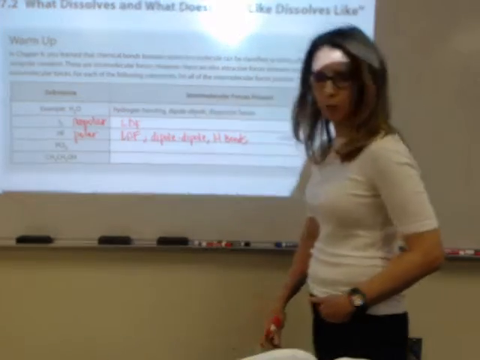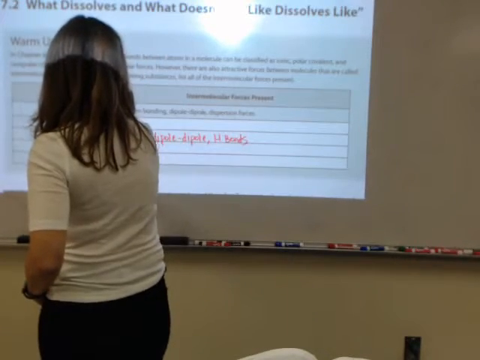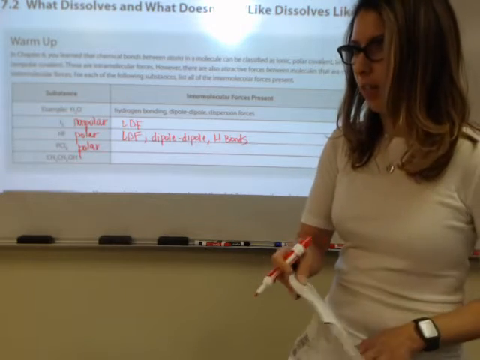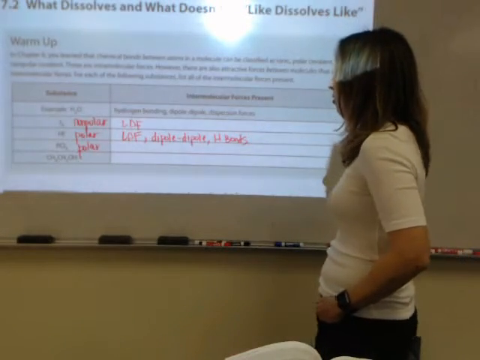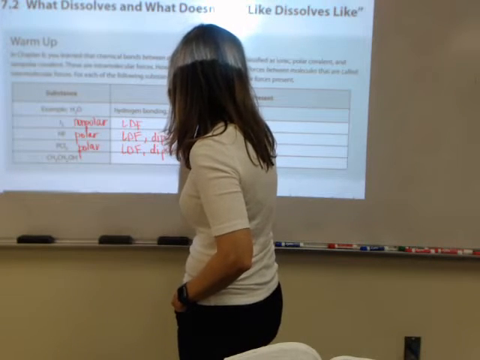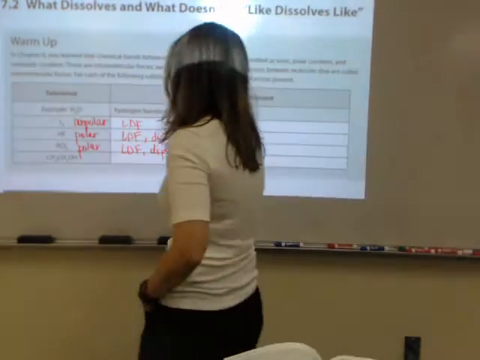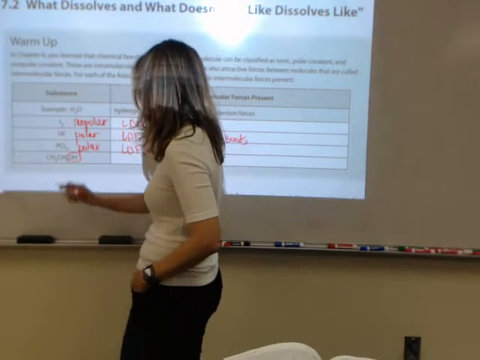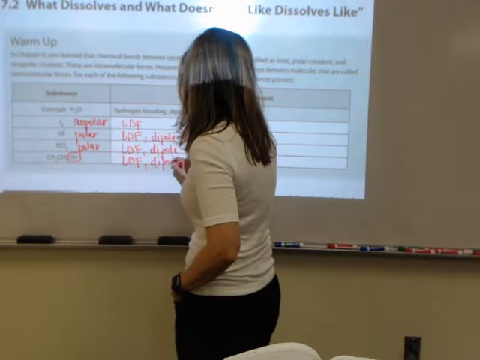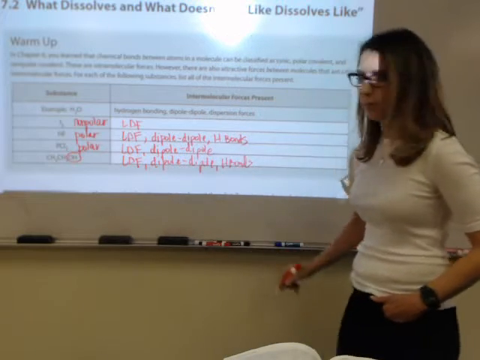And then we have PCl3, which is a polar molecule, because the PCl bond, if I look at the electronegativity values on the back of my book, is a polar bond, and it is a polar molecule. So this is going to have London dispersion forces and dipole forces. And then CH3CH2OH. Since there's an OH on the end of this molecule, that would allow it to hydrogen bond with other substances. So London dispersion, dipole, and hydrogen bonds are present.